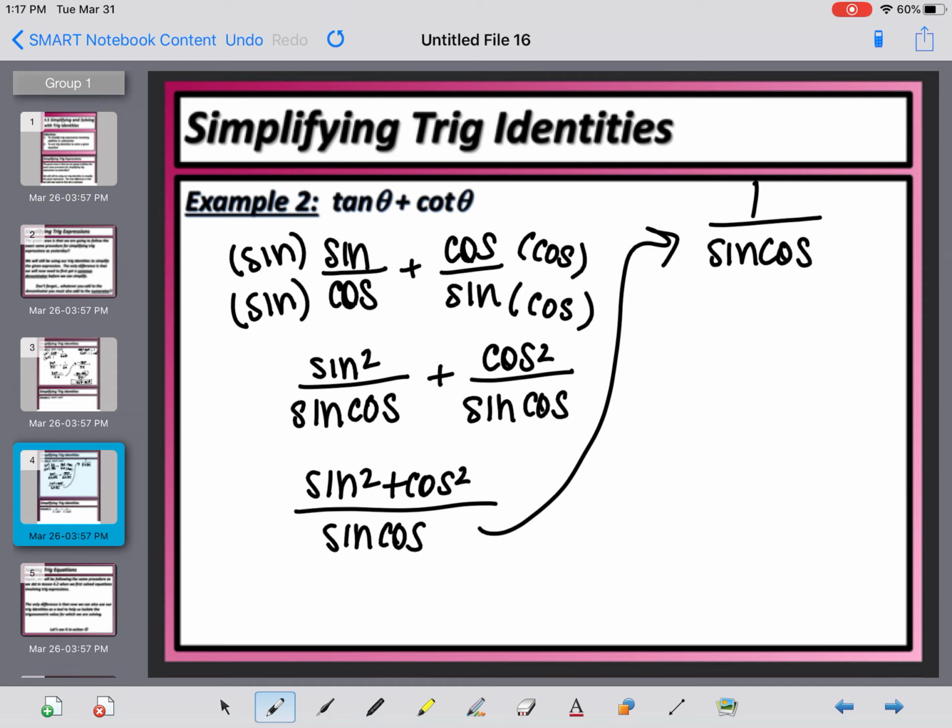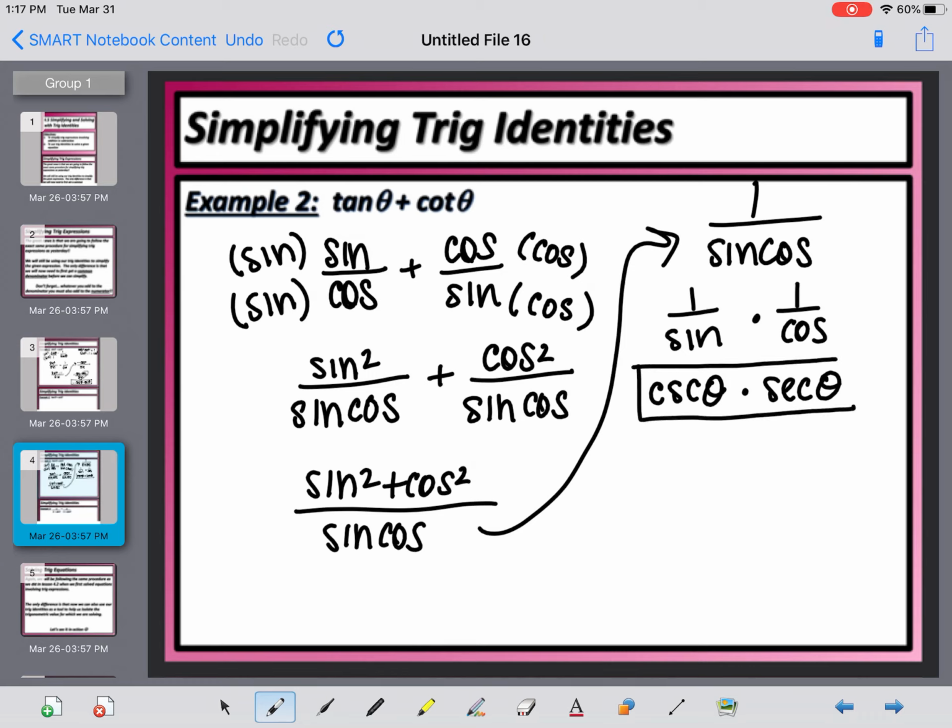Okay, and I think we did this in an example before. You can split this up. 1 over sine times 1 over cosine, which is cosecant times secant. Okay, so that would be more simplified than an addition. Multiplication is always more simplified than addition.